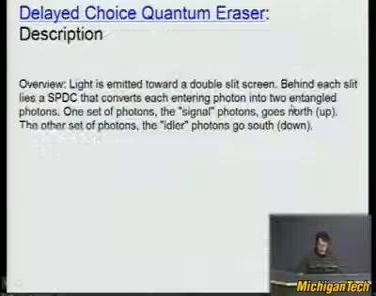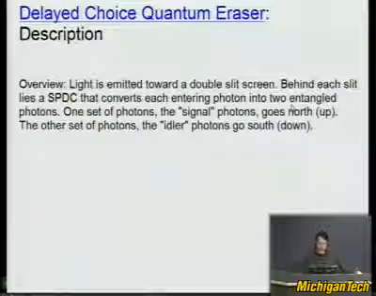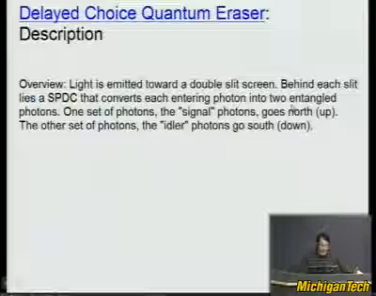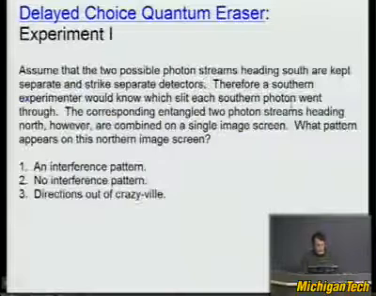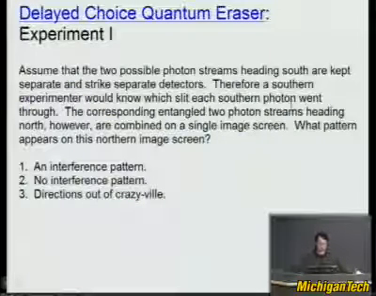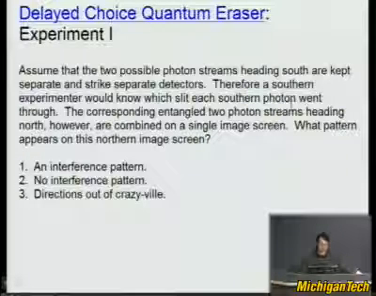So let's go to the next one. Light is emitted toward a double slit screen. As I said, behind each slit lies an SPDC that converts each entering photon into 2 entangled photons. One set of photons, the signal photons, goes north. One set goes south. They're the idler photons. Assuming that the 2 possible photon streams heading south are kept separate and strike separate detectors, a southern experimenter would know which slit each southern photon went through. The corresponding entangled 2 photon streams heading north, however, are combined onto a single image screen.